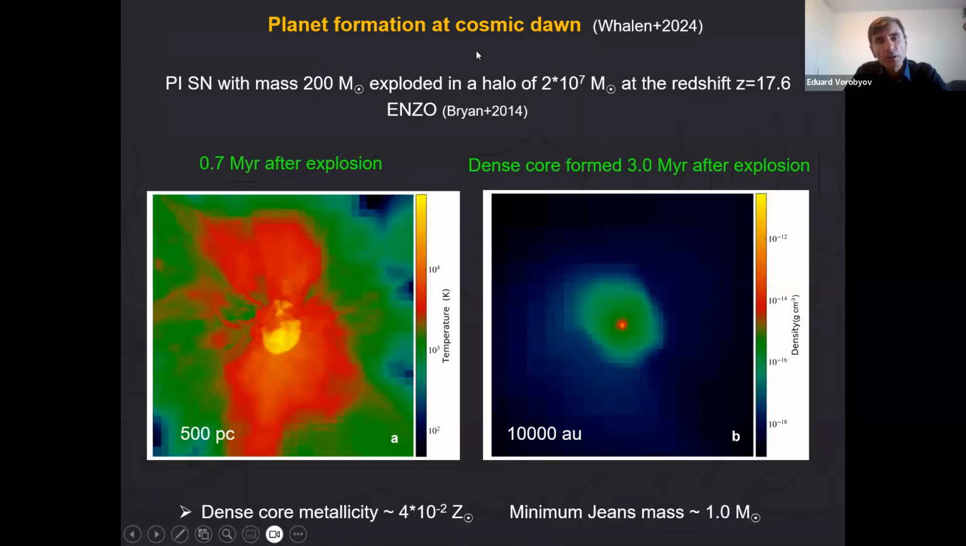Another recent application, we look at planetesimal formation at cosmic dawn. So what we do, we run global simulations using ENZO of pair-instability supernova explosions in the early universe, at a redshift of 17.6. And here's an example of this debris after this explosion, 0.7 million years. And after cooling, a dense core forms, which has a pretty high metallicity enrichment, 4×10^-2 of the solar metallicity, and the minimum Jeans mass about 1 solar mass.